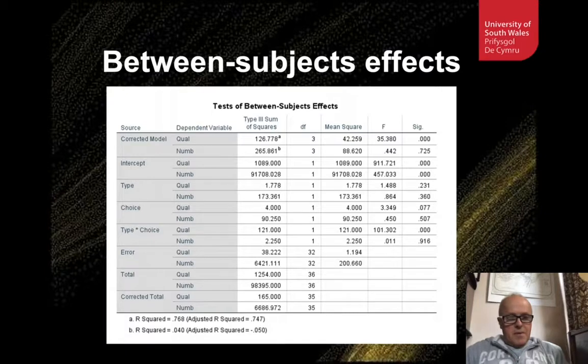The only significant effect we have here is the interaction between type and choice for quality of choices, where we have an F score of 101.30 and a significance level of 0.00, so that is significant, as I showed you in that interaction table a few minutes ago.